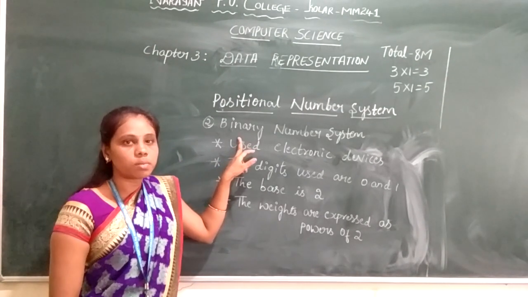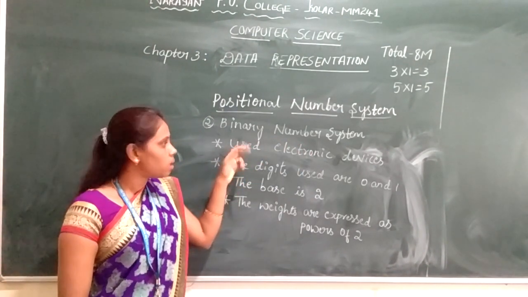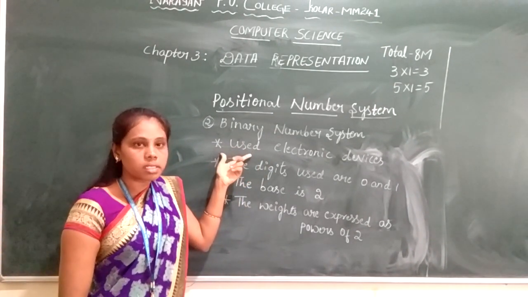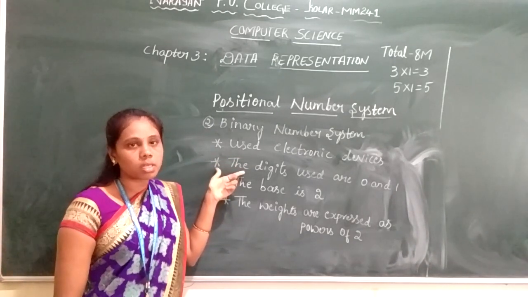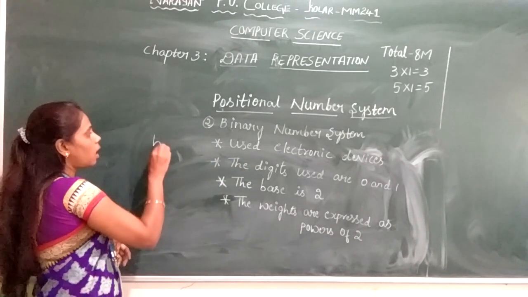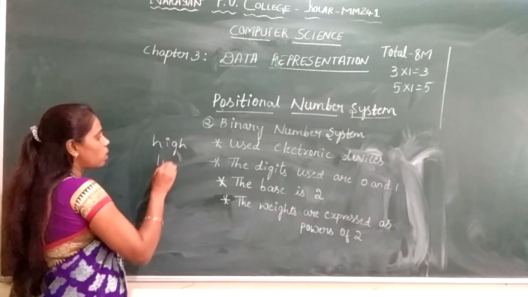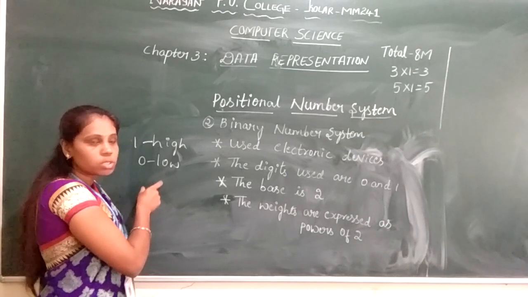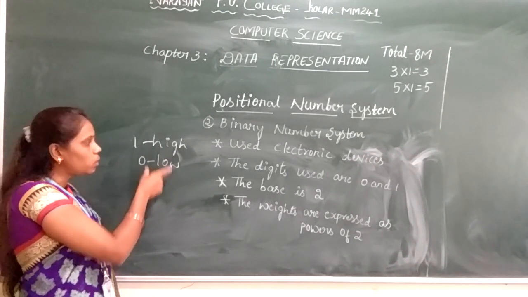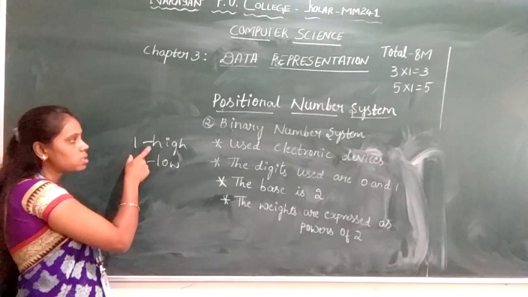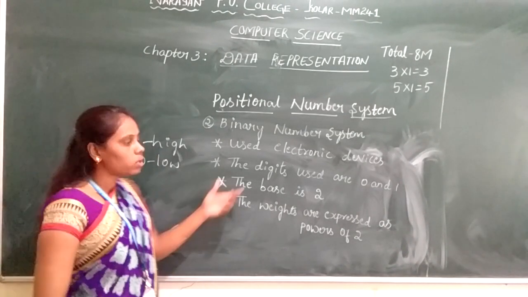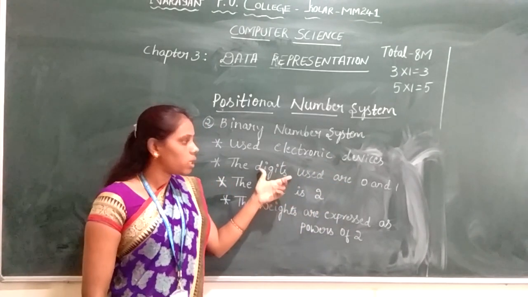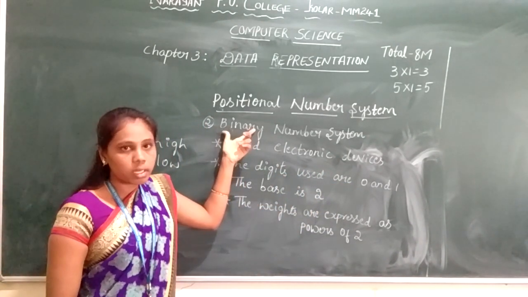So the next number system is binary number system. This number system is mainly used in electronic devices. See, all the digital systems or electronic devices work on two voltage levels, that is high or low. So high represents 1 and 0 represents low. So all the electronic devices work on two fundamental concepts, that is high or low, that is 0 and 1. So the digits used in the binary number system are 0 and 1. So only these two digits will be used in binary number system.